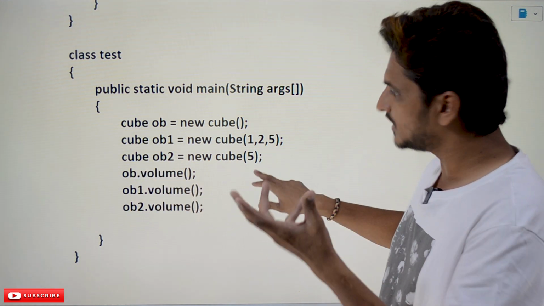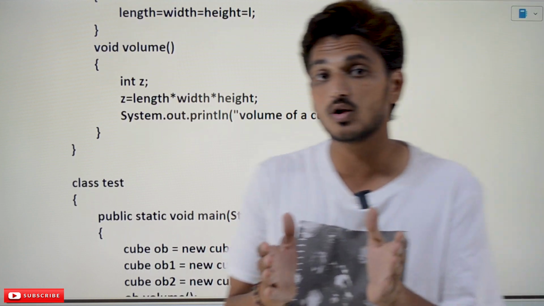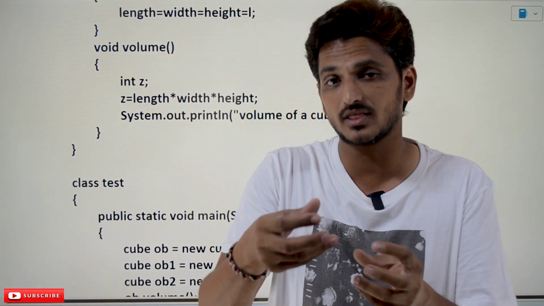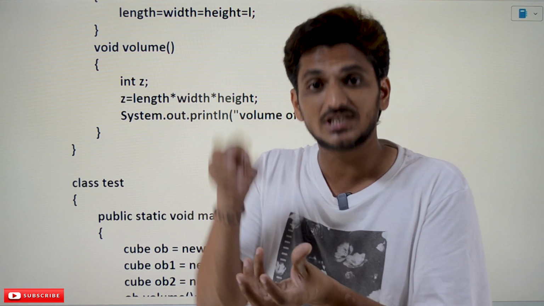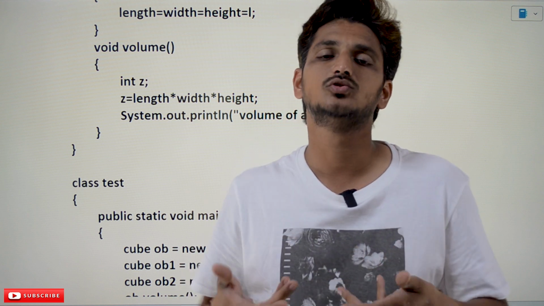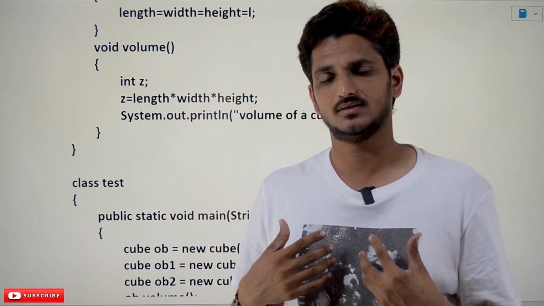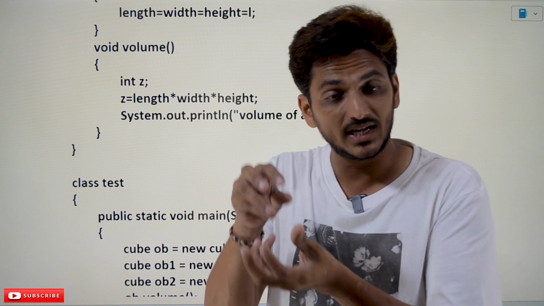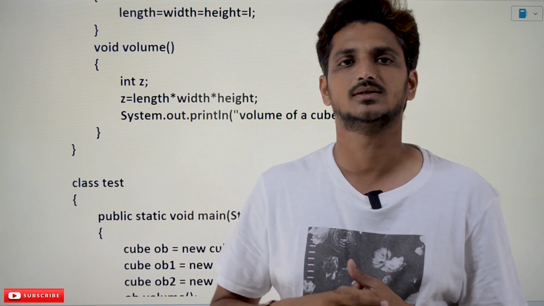So maybe you understand what the use of constructor overloading is. Constructor overloading gives the programmer different ways to initialize our instance variables. That is the use of constructor overloading. It provides us a chance to define different ways to initialize the instance variables.